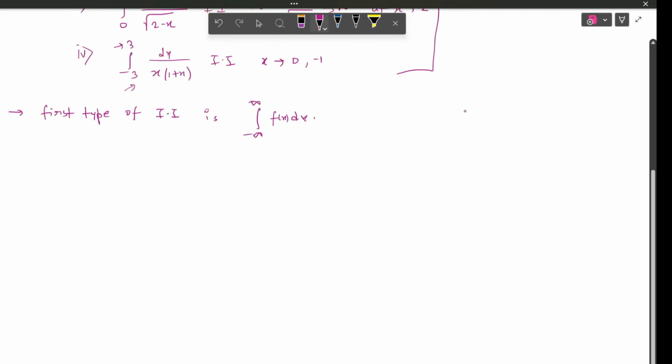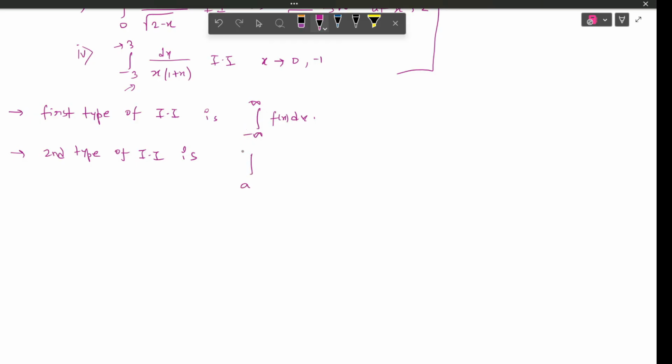So we can say that the second type of improper integral is of the form integration a to b f(x) dx, where f(x) is not bounded at x equals c, where c lies in the closed interval a to b.